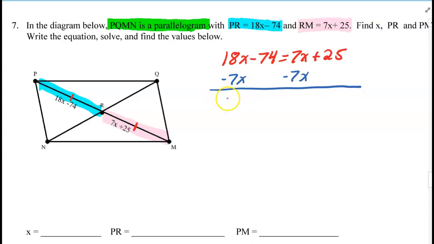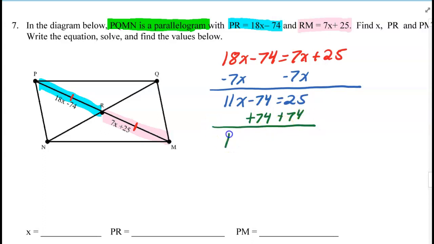And then doing the math, we'll get 11x minus 74 is equal to 25. I need to isolate the x, so I'm going to add 74 to both sides. And we'll get 11x is equal to 99. Dividing by 11, x is equal to 9.